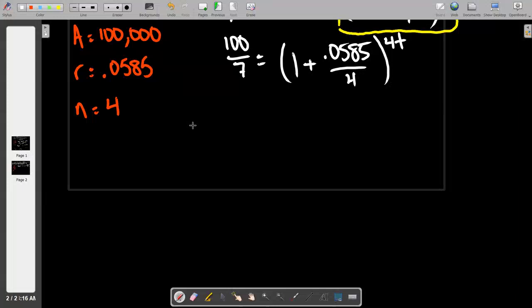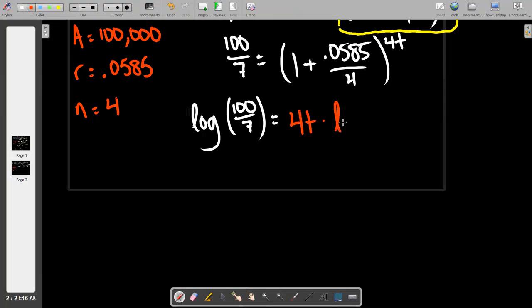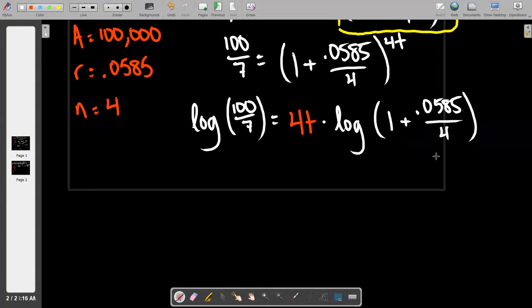And so I'm going to log the left-hand side and call it the log of 100 sevenths. And now on the right-hand side, I'm going to multitask. I'm going to bring the 4t down in front, and I'm bringing it down in the front of the log of the quantity 1 plus 0.0585 divided by 4.